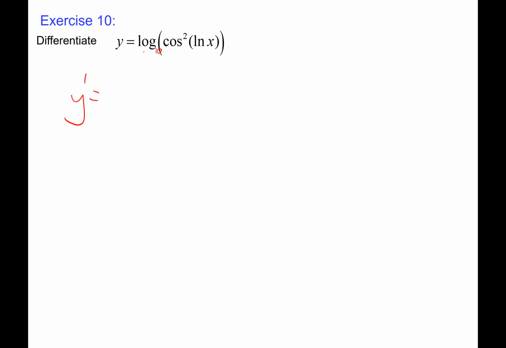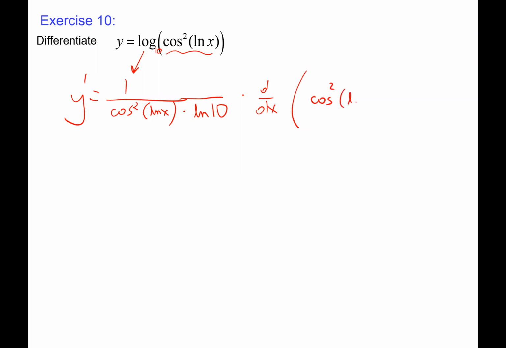Let's start. Derivative of log base 10 is 1 over the entire quantity, cosine squared of natural log of x, and since the base is 10, I have to multiply by ln of 10, times the derivative of cosine squared of the natural log of x.